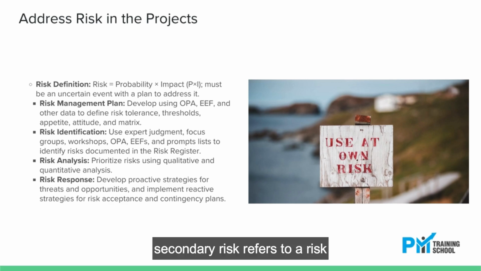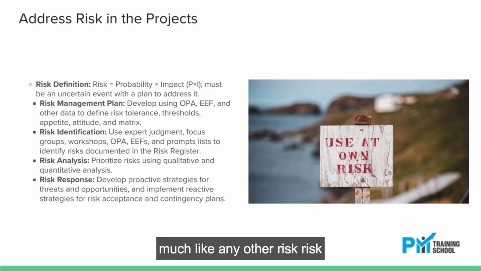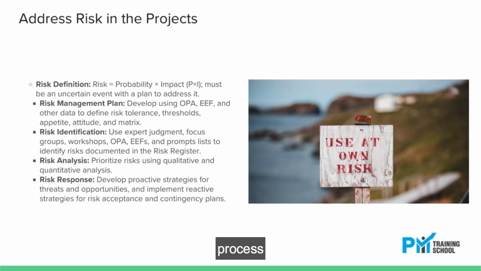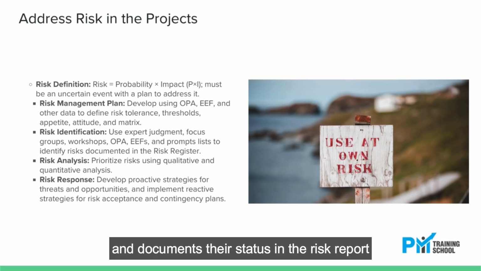Secondary risk refers to a risk that arises as a result of implementing a response to another risk, much like any other risk. Risk audit is done to evaluate the effectiveness of the risk management process. Risk review meeting evaluates the remaining reserves and documents their status in the risk report. Anything that has occurred without a plan goes to the issue log.